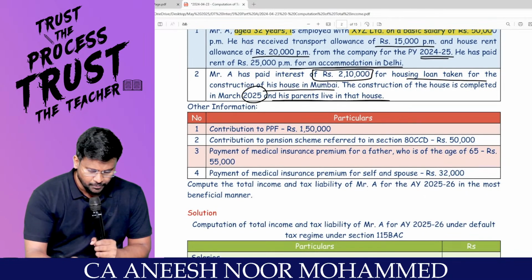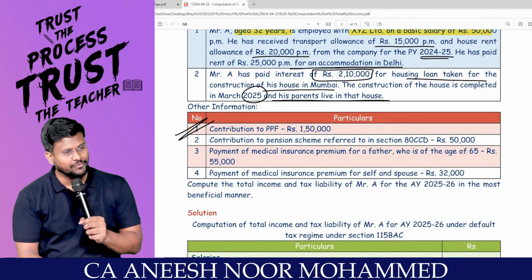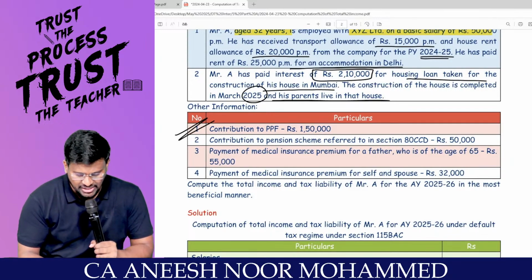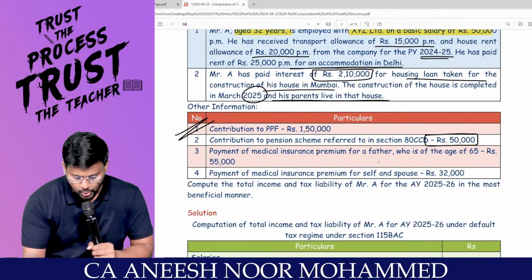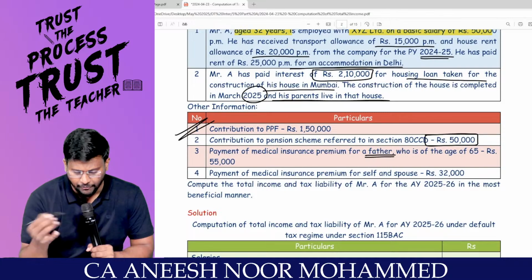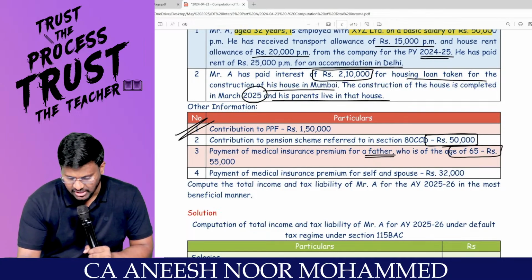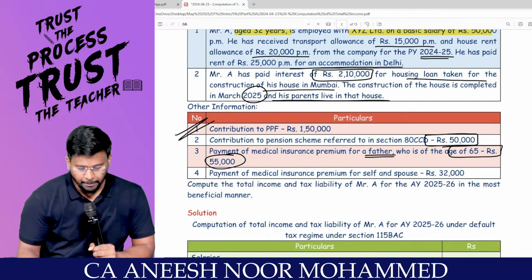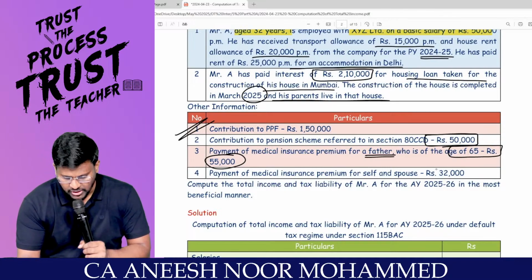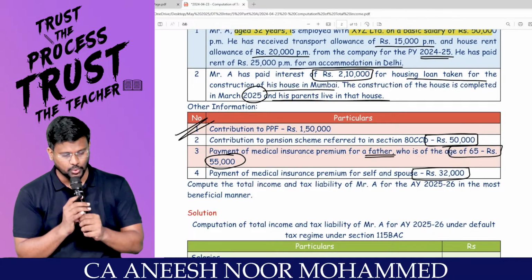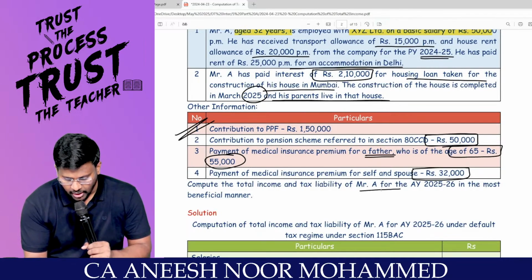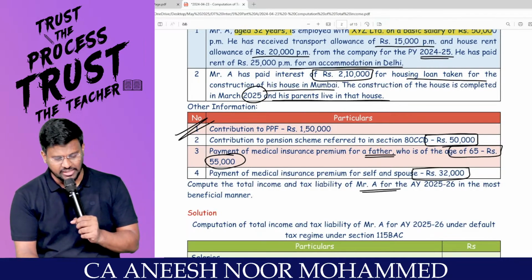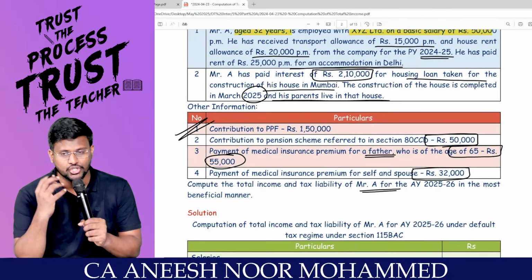Other information: contribution to PPF 1,50,000, contribution to pension scheme referred in 80CCD 50,000, payment of medical insurance premium for a father who is the age of 65, 55,000, payment of medical insurance premium for self and spouse 32,000. Compute the total income and tax liability of Mr. A for assessment year 25-26 in the most beneficial manner.